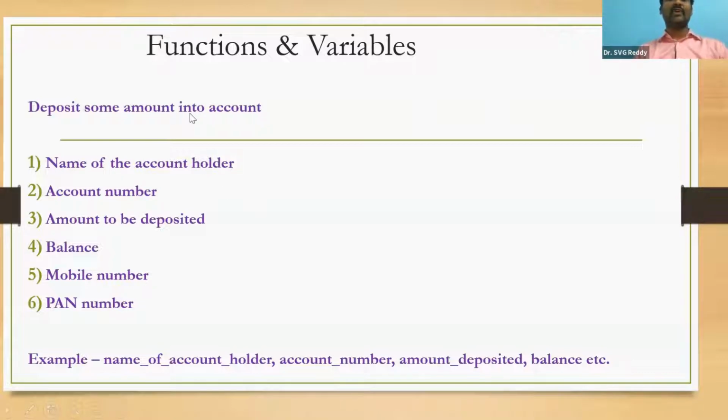So if we want to perform a small function, a small task, a small work of depositing some amount, we need some data, or some entities, which are called variables. So the function deals with variables like this: name, account number, amount, balance, mobile and PAN number.